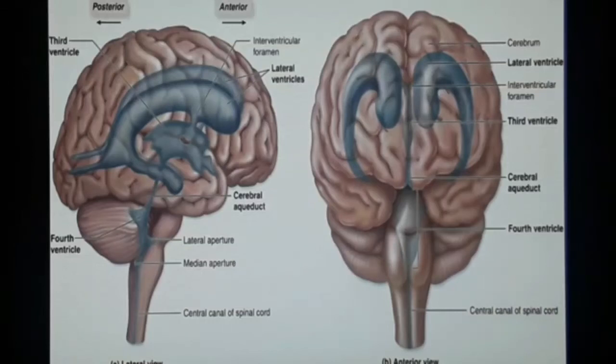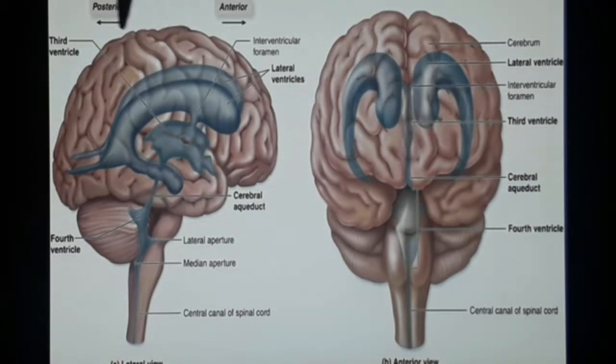Ventricle is a cavity which is present within the brain. Ventricles are lined by ependymal cells which produce the cerebrospinal fluid. The cerebrospinal fluid will act as a shock absorber and also gives nourishment to the central nervous system.